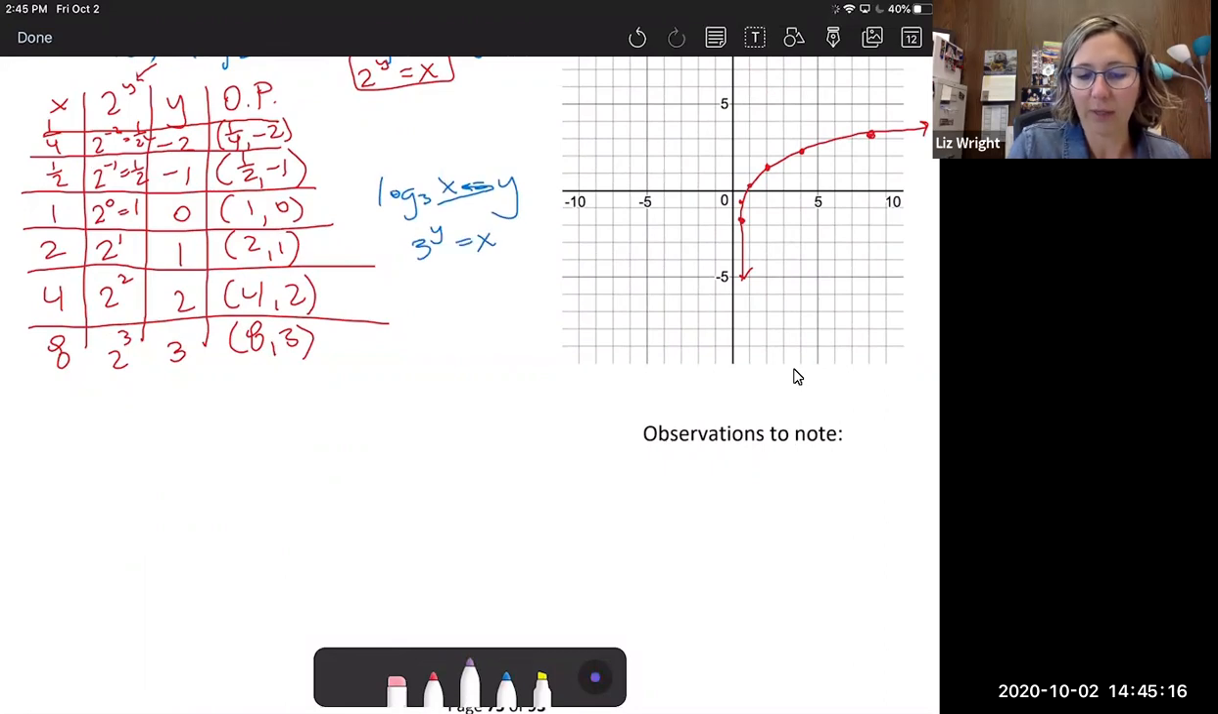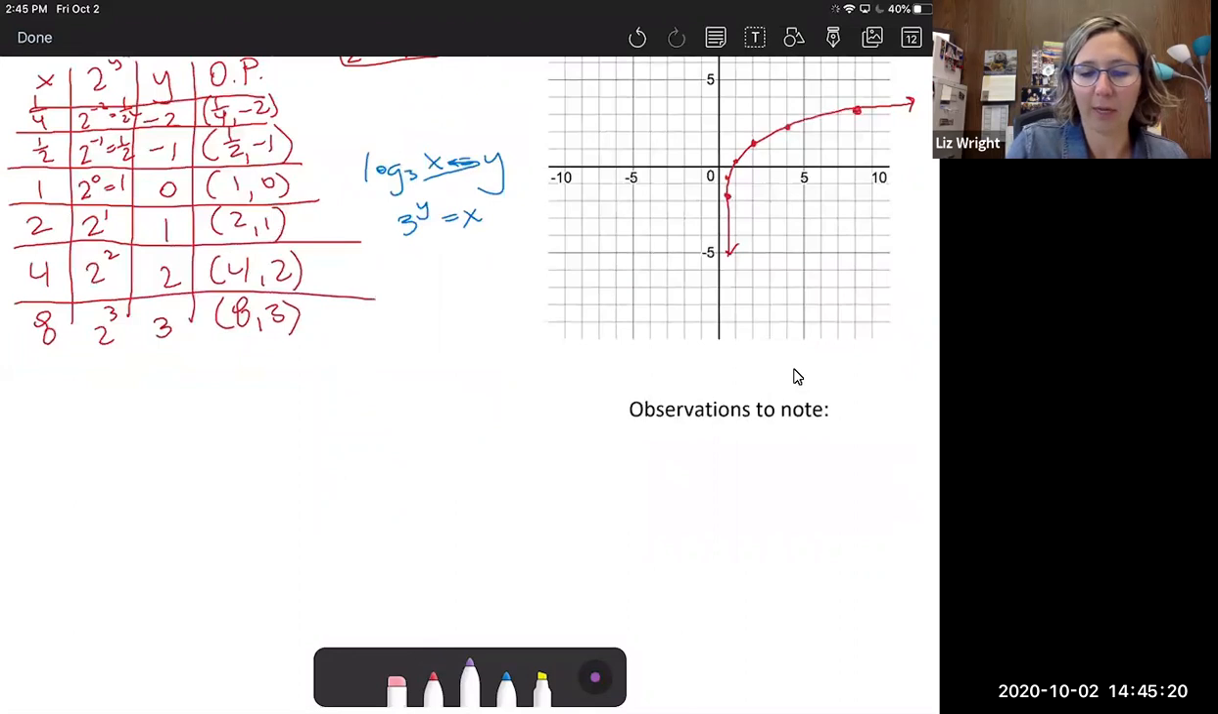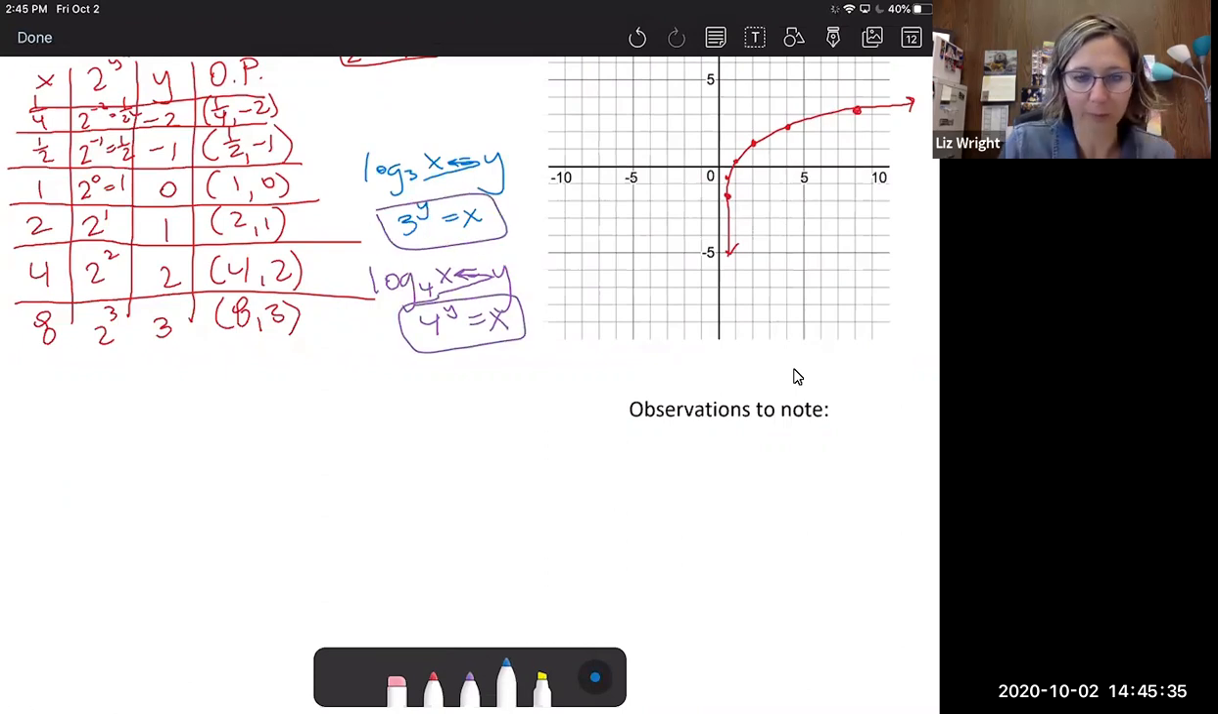If you wanted to, the next one is, I think, our base 4, right? We could just go ahead and do our conversions right now. And it's going to be log base 4 of x equals y. So it's going to be 4 to the y equals x. And that's going to be our third equation that we're going to deal with. All right, going back to blue.